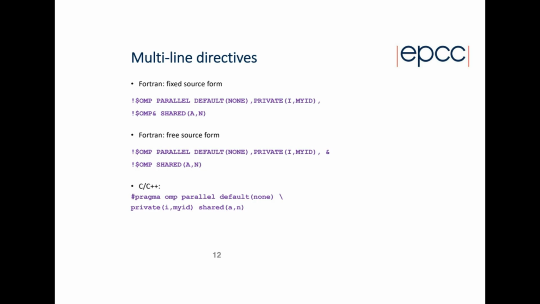Yes, so it will create 3 additional threads. The master becomes thread 0, and so the total number of threads executing inside the parallel region is 4, and that's what OMP get num threads will return. Thank you.